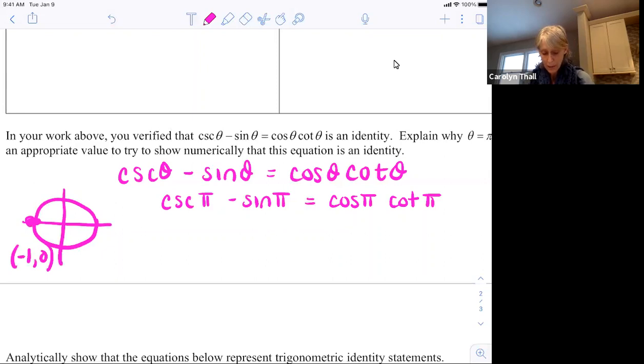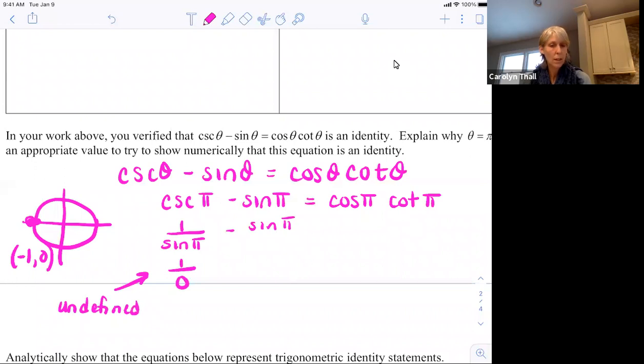Cosecant pi is really 1 over the sine of pi. So 1 over the sine of pi is going to be 1 over 0. I get undefined. Therefore, I can't use this.